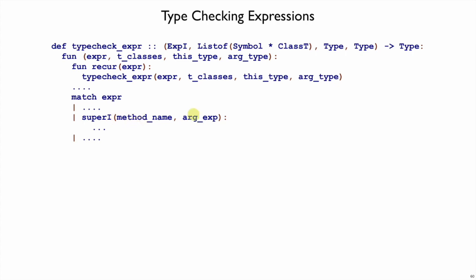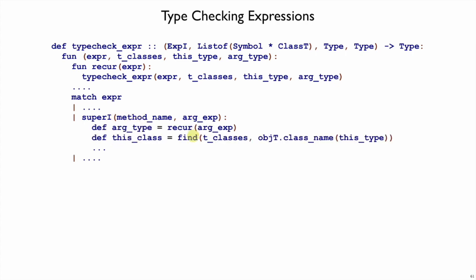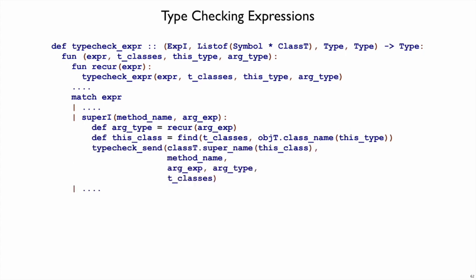For a super, we got a method name and an argument expression. This class we can find by using the this type, right? So when you do super dot, it's kind of like using this dot, except you need the superclass type. So first we look up the class declaration based on this type, and then we can extract the superclass's name from that. And now, once again, we have a class name, a method name, argument expression, and so on. So we can reuse our typecheck send helper function that we just sketched.